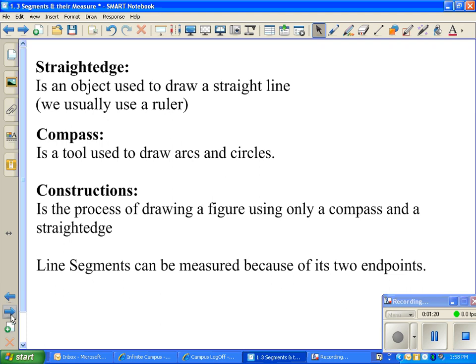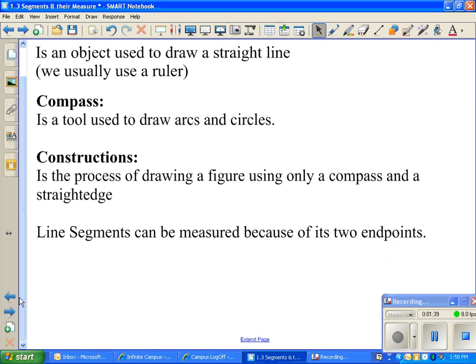You can use a straight edge and a compass to make constructions. So in other words, you can make triangles or rectangles or pretty much any normal shape using a straight edge and a compass, and it'll look perfect. Okay? It's really kind of neat how to do it. There's instructions in your book.